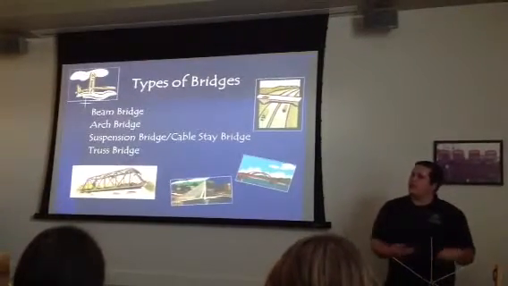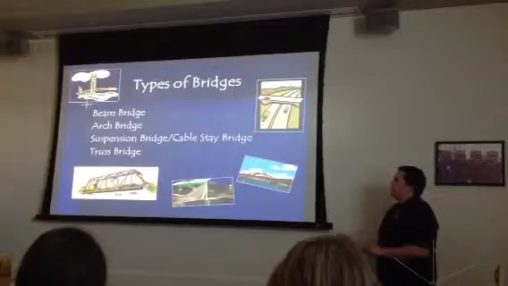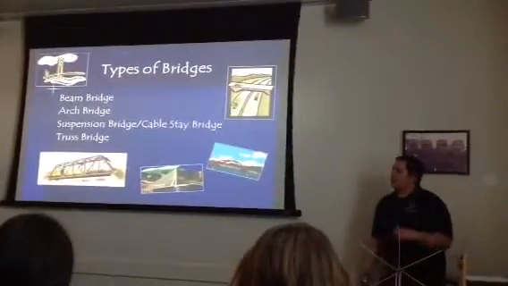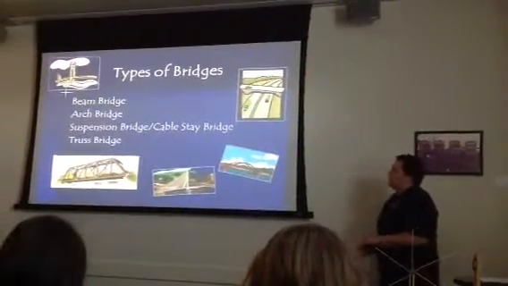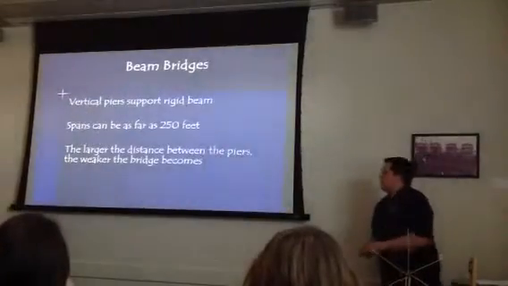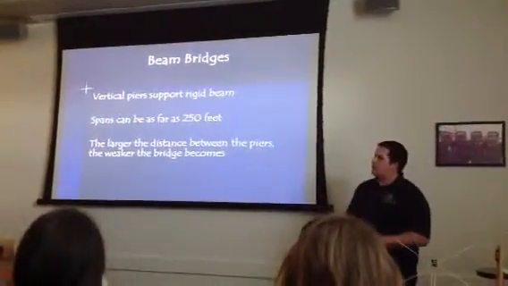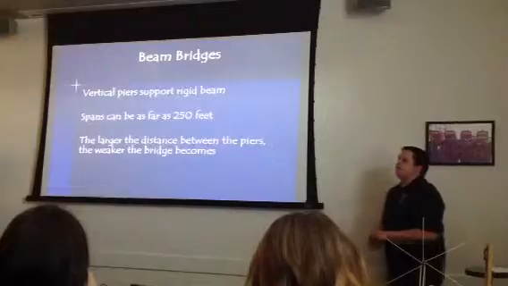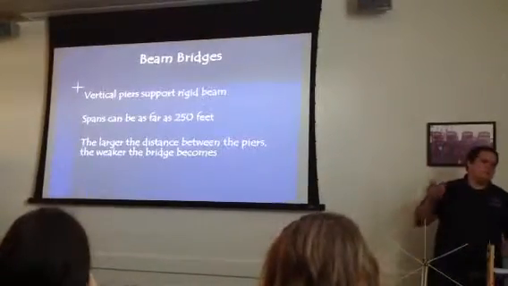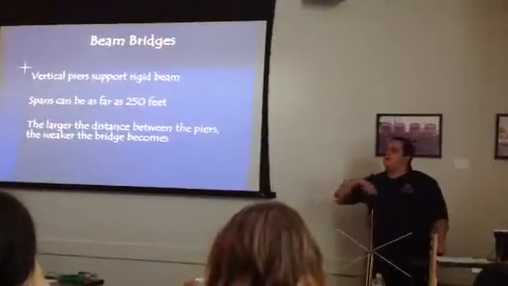Alright, so there's 4 types of bridges that we're going to talk to you about today. First we have a beam bridge, next we have an arch bridge, then a suspension bridge or a cable stay bridge that are really closely related, and then we have a truss bridge. So the very first type we have is a beam bridge, and a beam bridge is basically a rigid beam with piers attached to it.